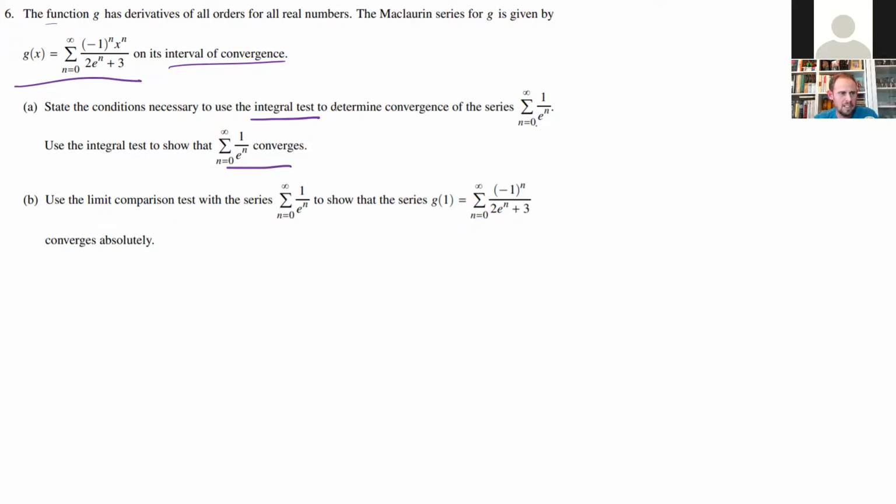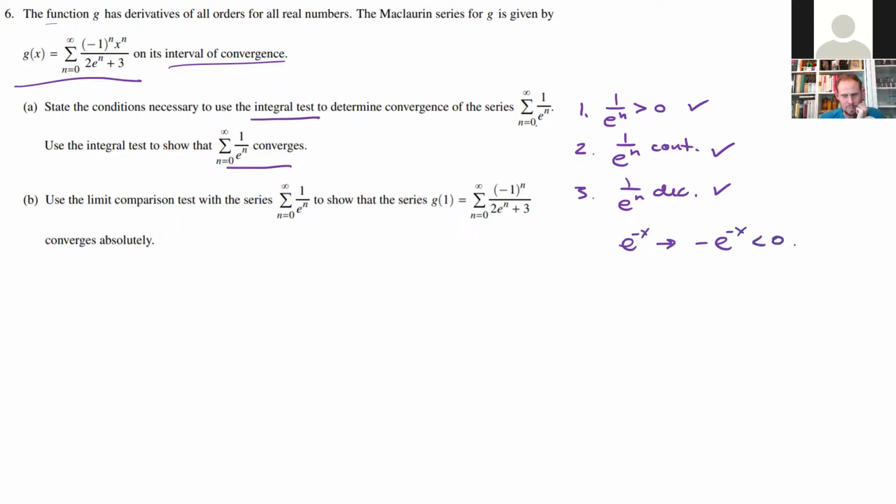All right, so for the integral test, we had a couple conditions. The first thing we needed is that 1 over e to the n is greater than 0. That checks out. 2, we need 1 over e to the n to be continuous. That checks out. And 3, we needed that it was decreasing. And that also checks out. If you want, you can take the derivative. We'd have e to the negative x, and that would be negative e to the negative x, which is always less than 0. So it's decreasing.